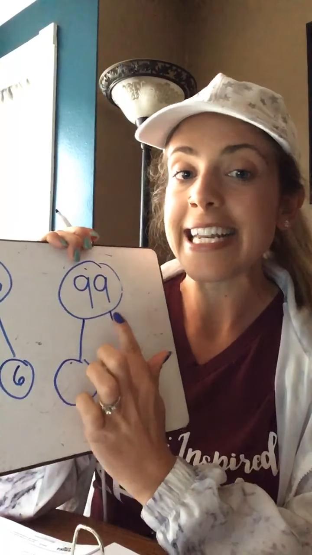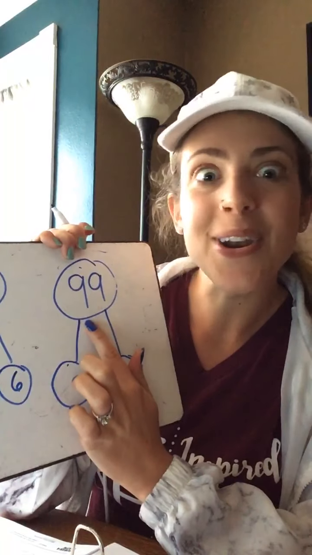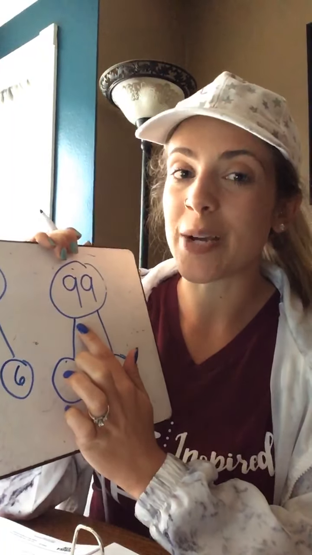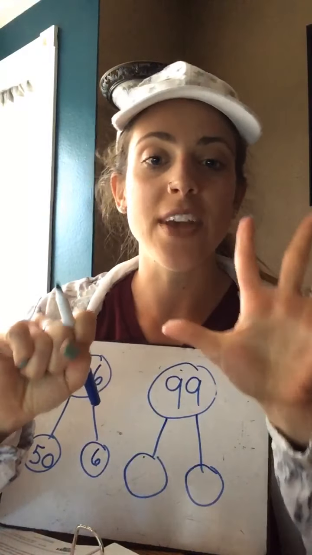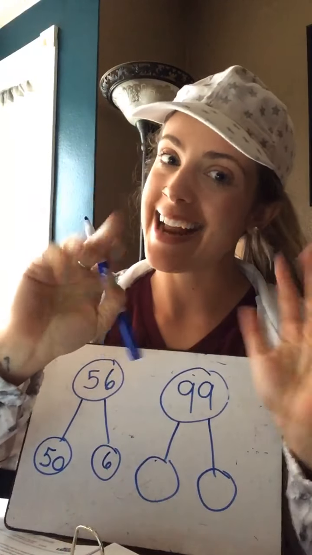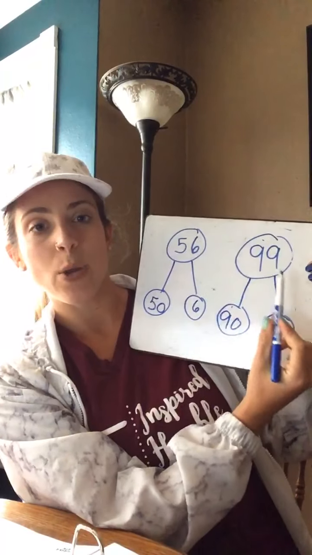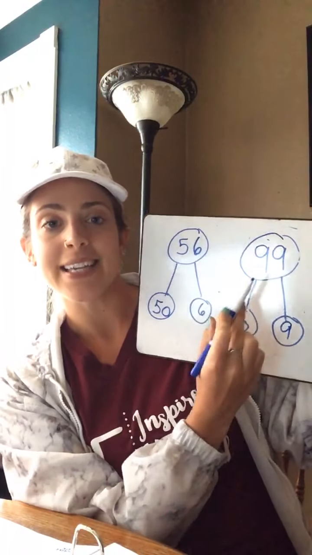So we have 99. How many 10s? Just 9? No. There's 9 10s, which is the same as what number? Let's count by 10s 9 times. 10, 20, 30, 40, 50, 60, 70, 80, 90. So I hope you wrote 90. And then how many ones? 9. 90 plus 9 is the same as 99. You might have found some other ways to do it, but today we're focusing on breaking apart the 10s and 1s.